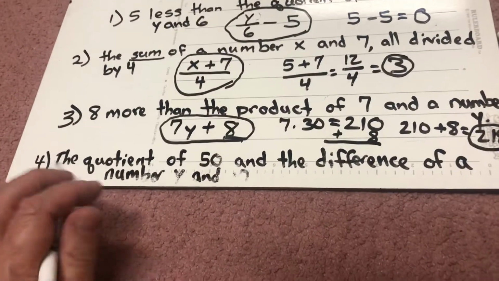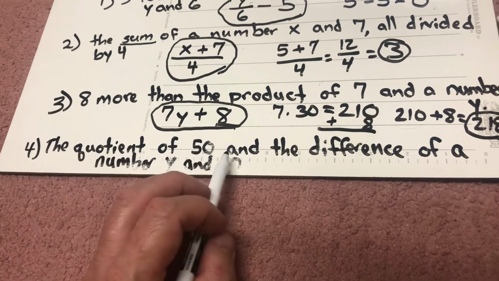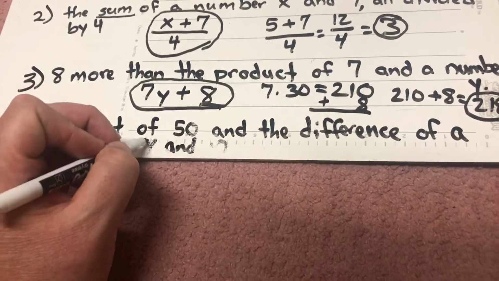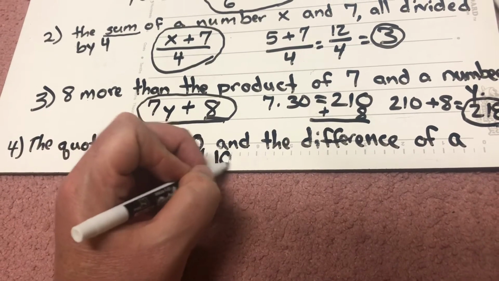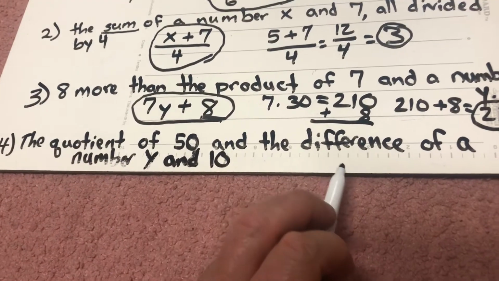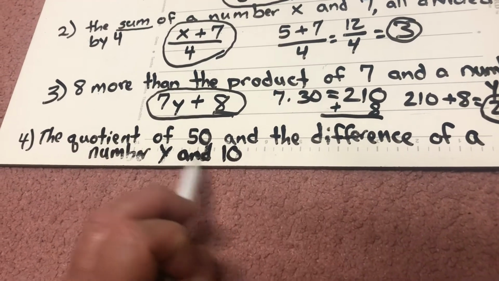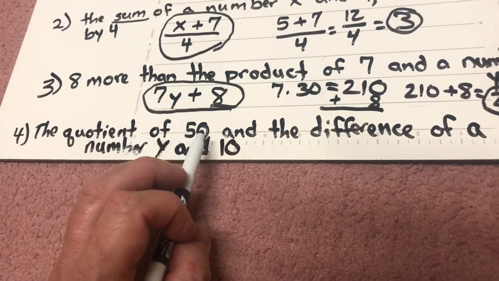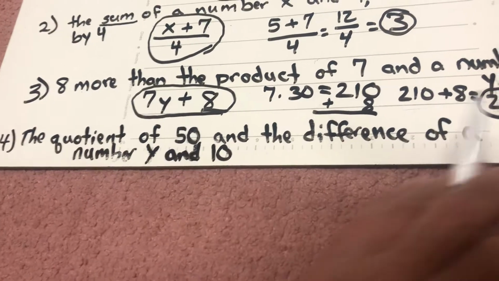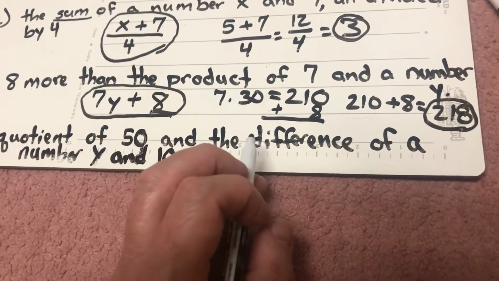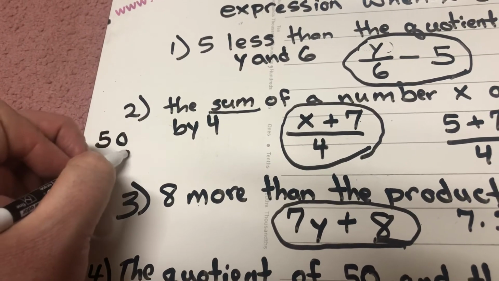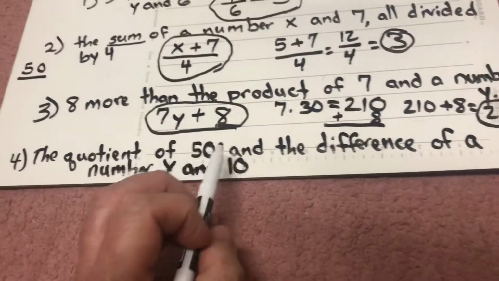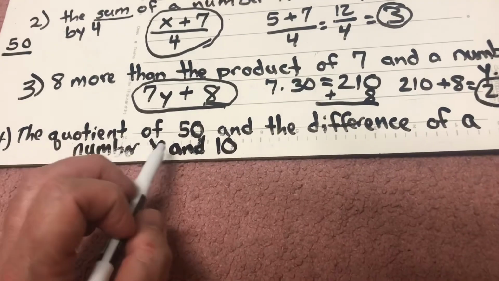Last one here, number 4. The quotient of 50 and the difference of a number, these kind of got faded out here, y and 10. So it's the quotient of 50. So that tells me that 50 is the first number in my division problem. It tells me that the second number is the difference of a number y and 10.